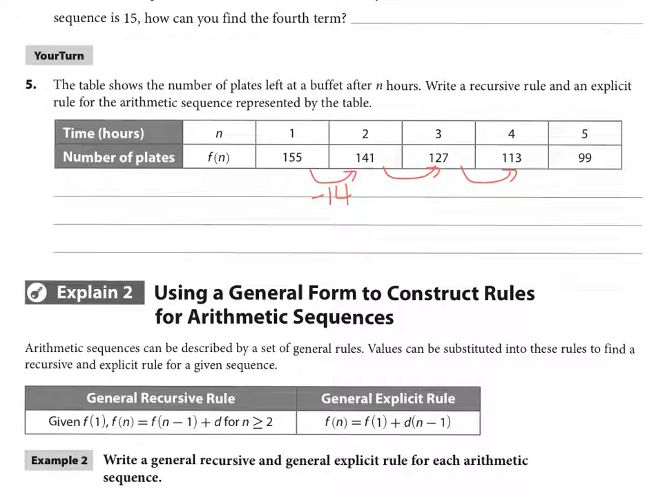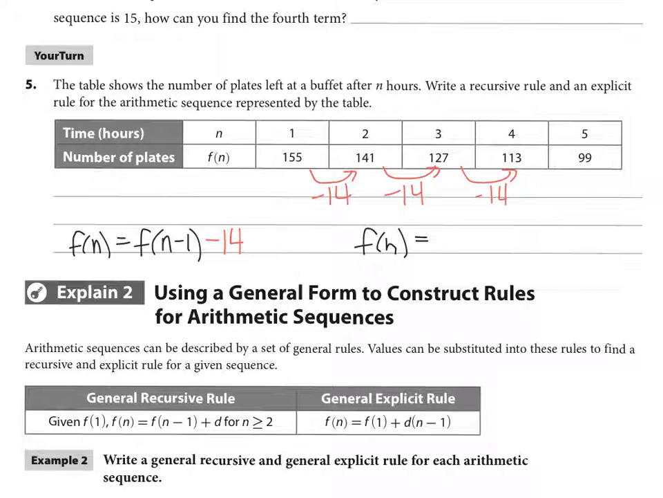Now, in terms of a recursive rule, this is very easy. All that is f of n is going to be f of n minus 1, and then you put what's happening, which in this case is minus 14. Now, in terms of an explicit rule, f of n equals, and the reason I'm using f of n, you need to look at your table up here. That's the reason I'm using this.